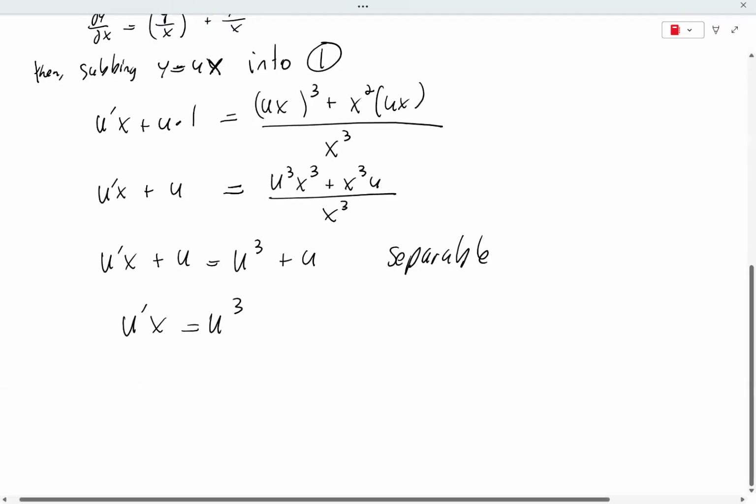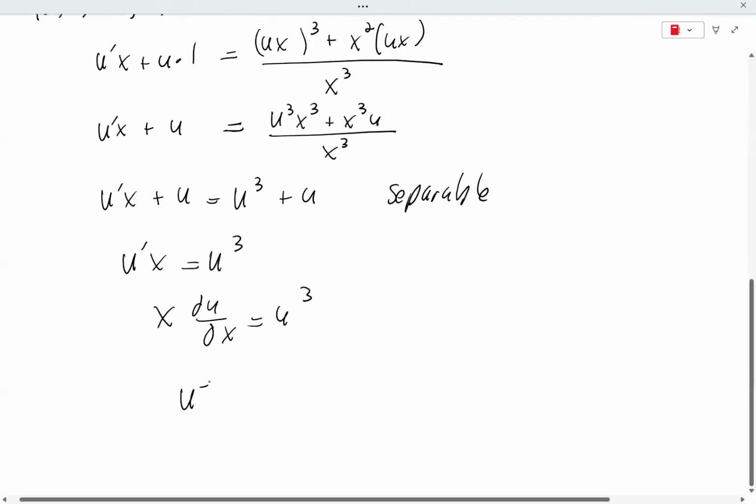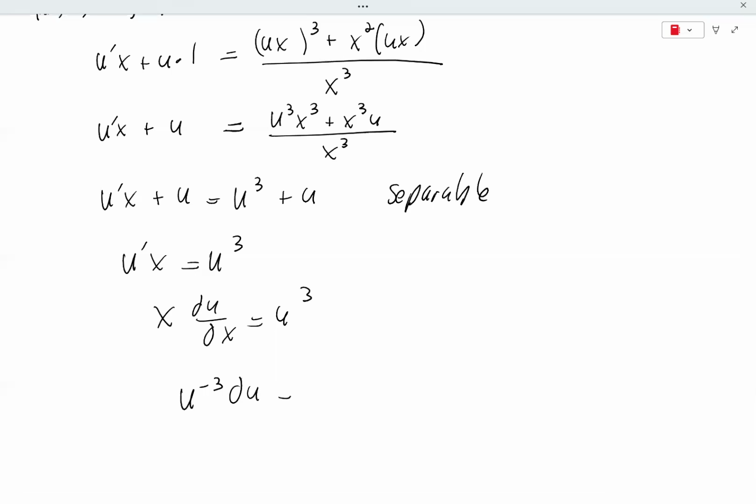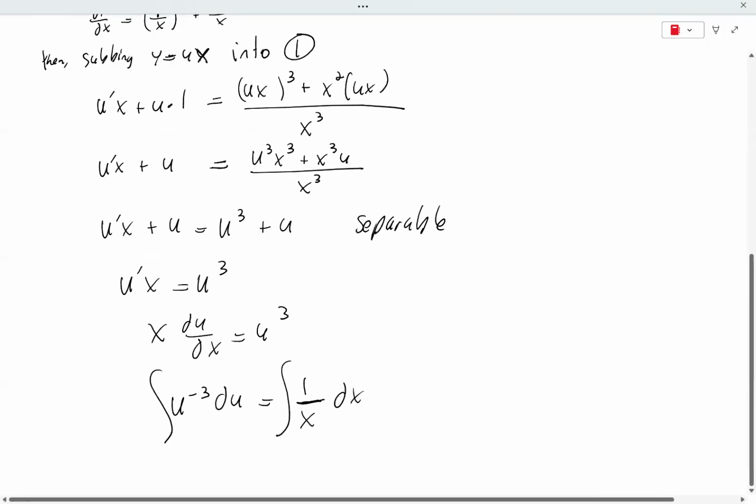Okay, so then you can separate it. So basically, I have x du dx is equal to u cubed. If you separate it out, you get u to the -3rd, right? So u to the -3rd there, and then du. Now this becomes 1 over x on this side, dx. You see this here? Okay, so that's just separating it out.